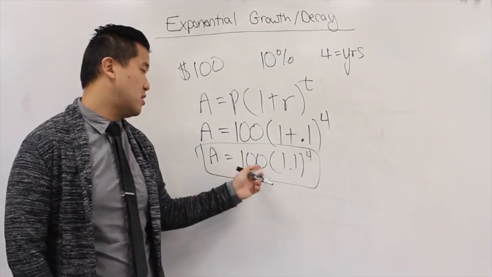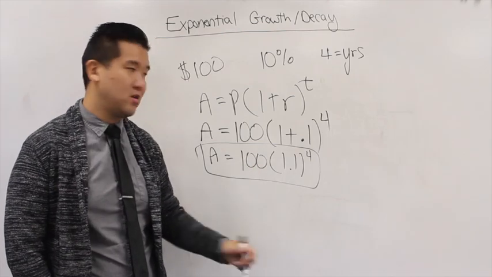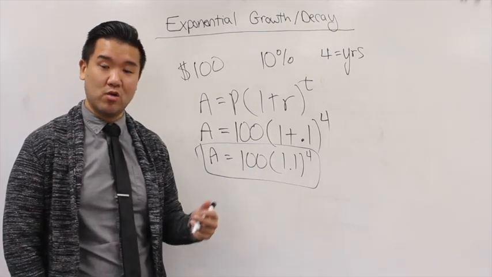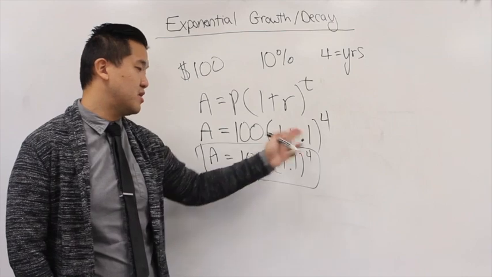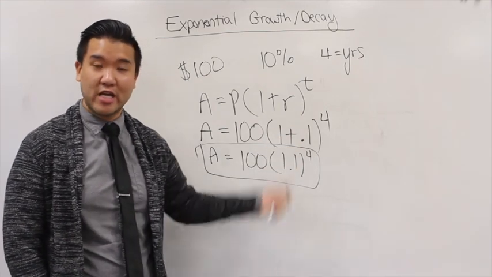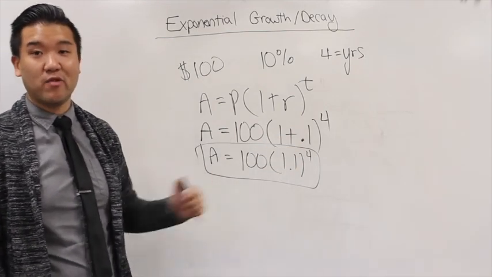All right, so $100 is what you start off with. 1.1 is your increase of 10%, and then we're going to figure that out over 4 years. Check your answers, make sure you did that correctly. Let's get ready for our advanced problem.